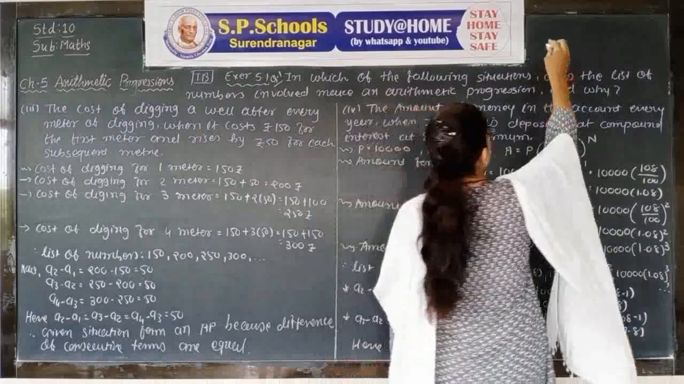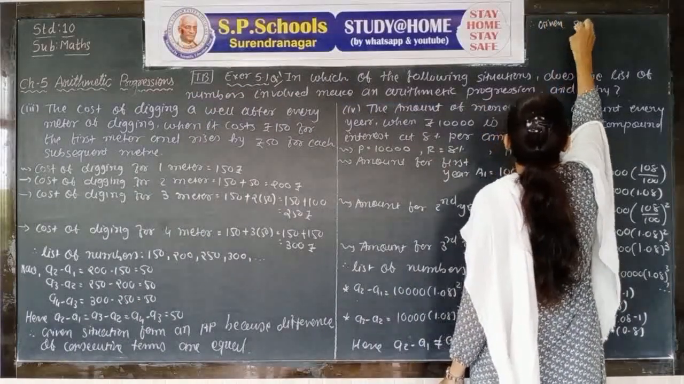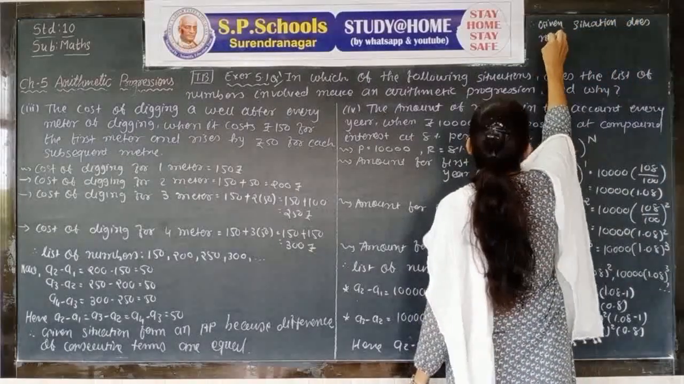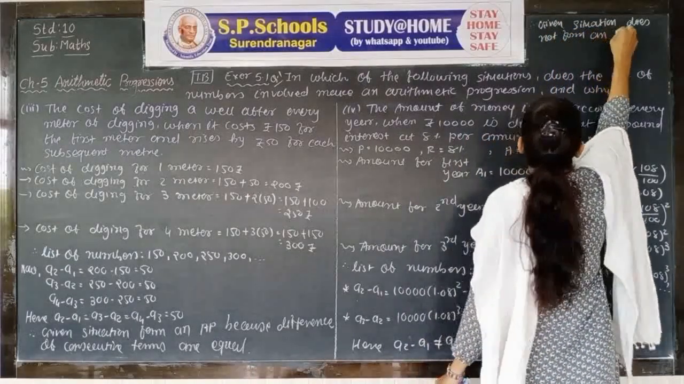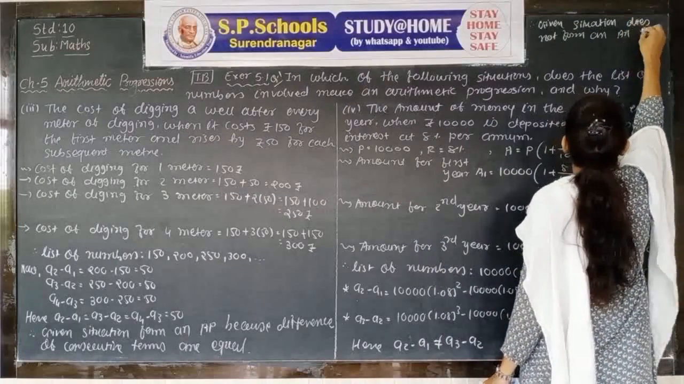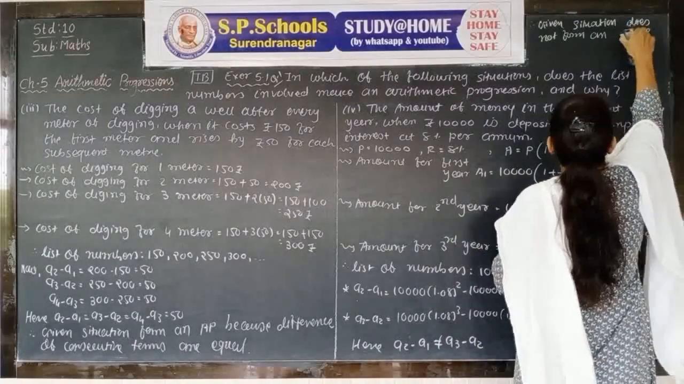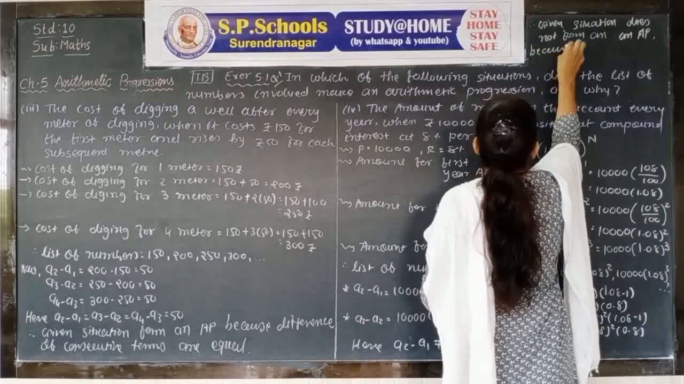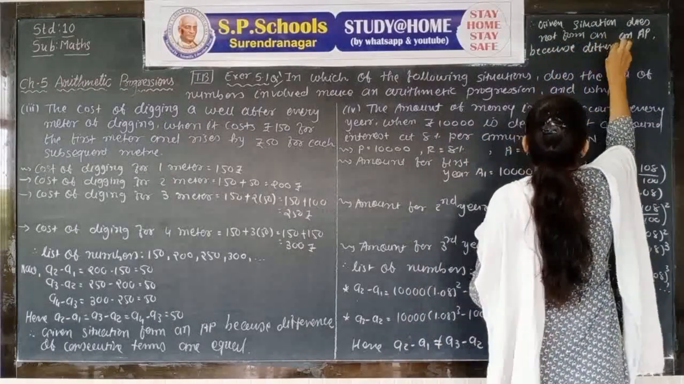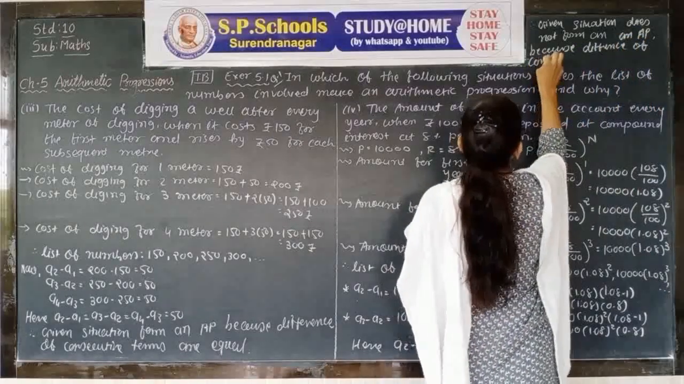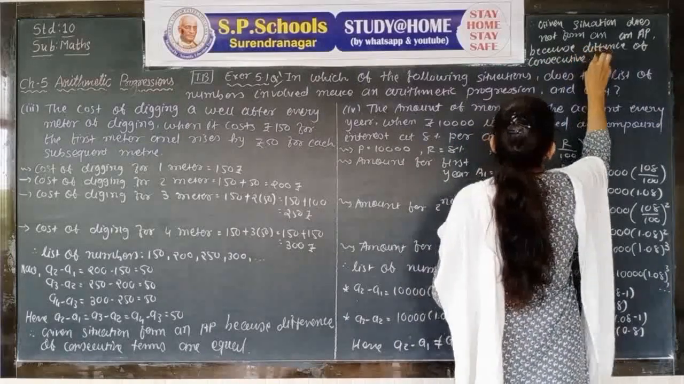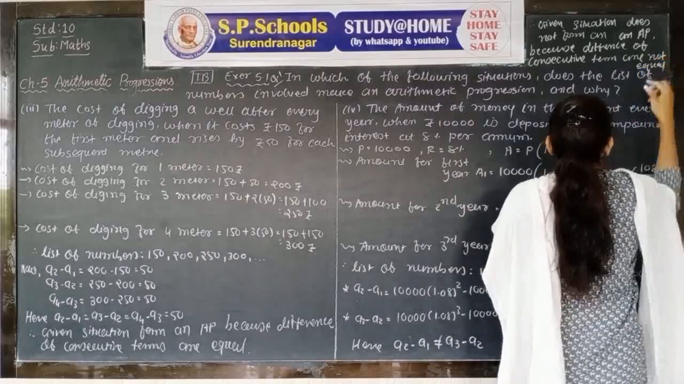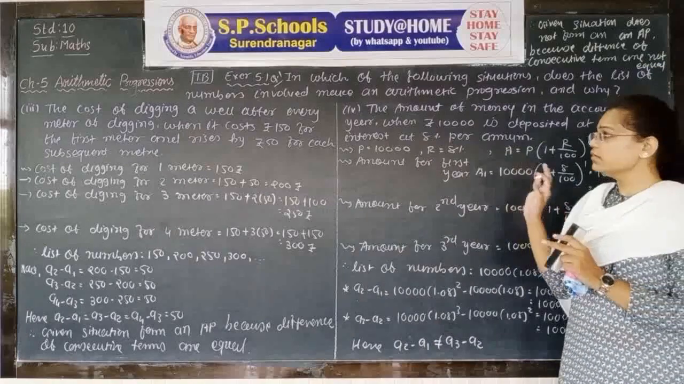That's why the given situation does not form an AP, because the difference of consecutive terms is not equal. Hence, the first number is completed.